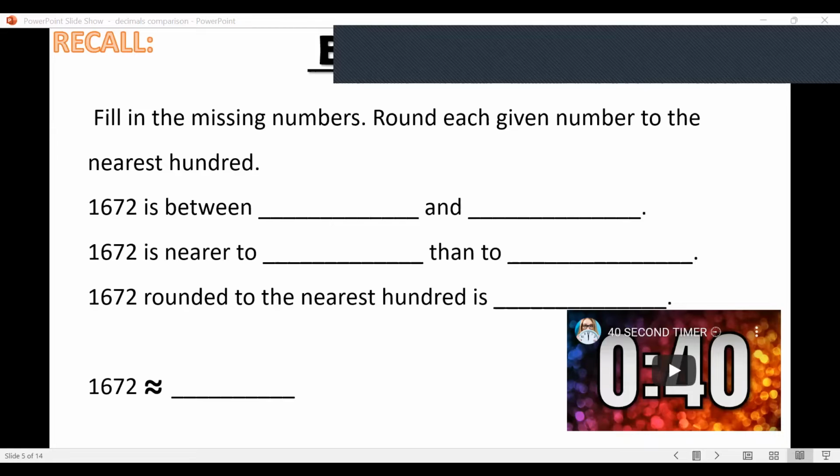Rachel, you want to try the last sentence? So when I do rounding to the nearest 100, say 1600, read it out. 1672.